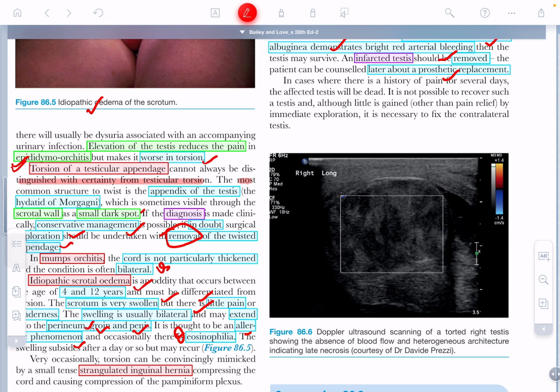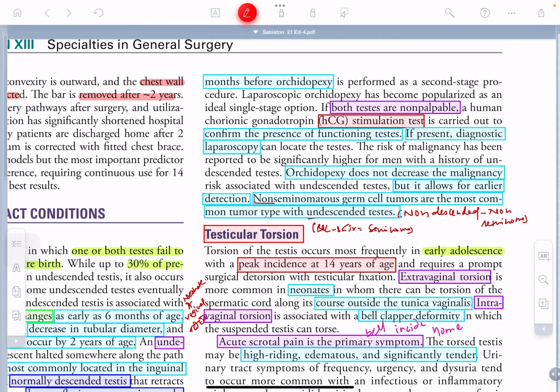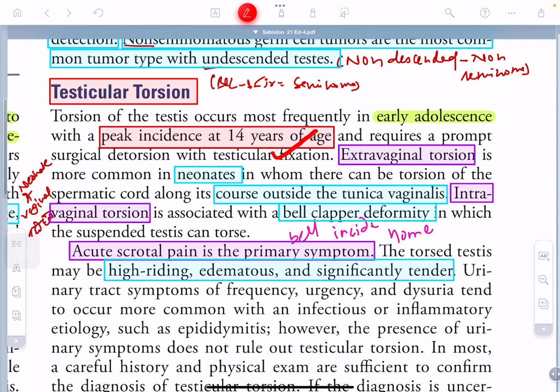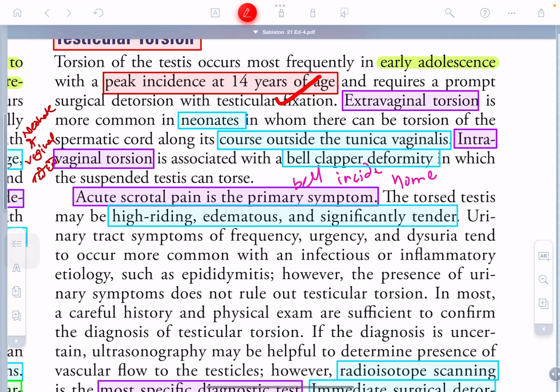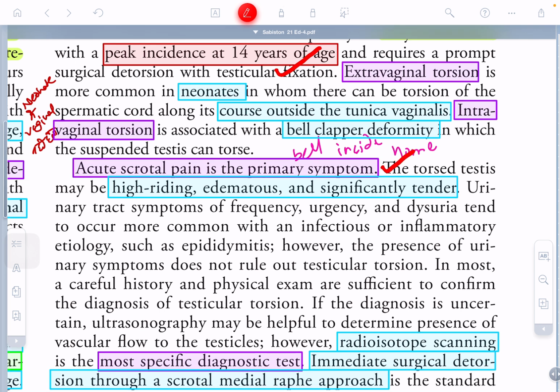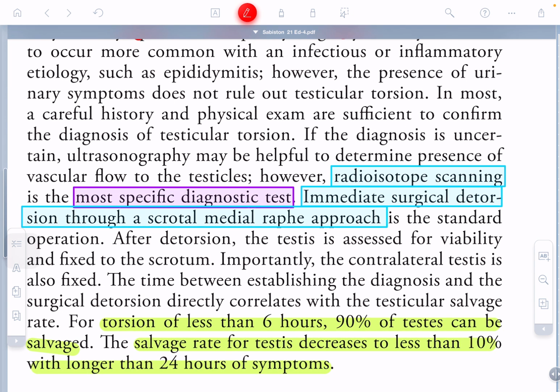So this is a Doppler of testicular torsion. There is no blood supply. Let's see what is given in Sabiston. Sabiston says the peak incidence is 14 years, already told. Acute scrotal pain is the primary symptom, with a high riding, edematous and significantly tender scrotum. If in a question they ask a very specific diagnostic test, a specific word is mentioned, you can mark radioisotope scanning. Then an immediate surgical derotation through the scrotal medial raphe approach.